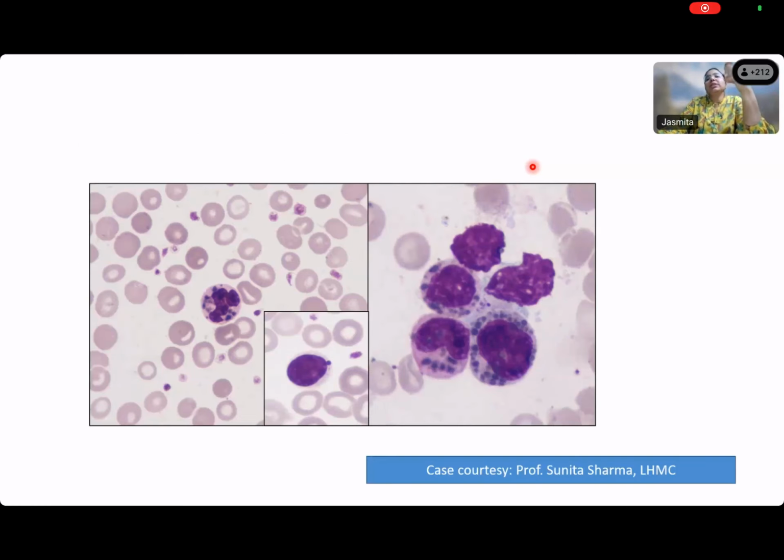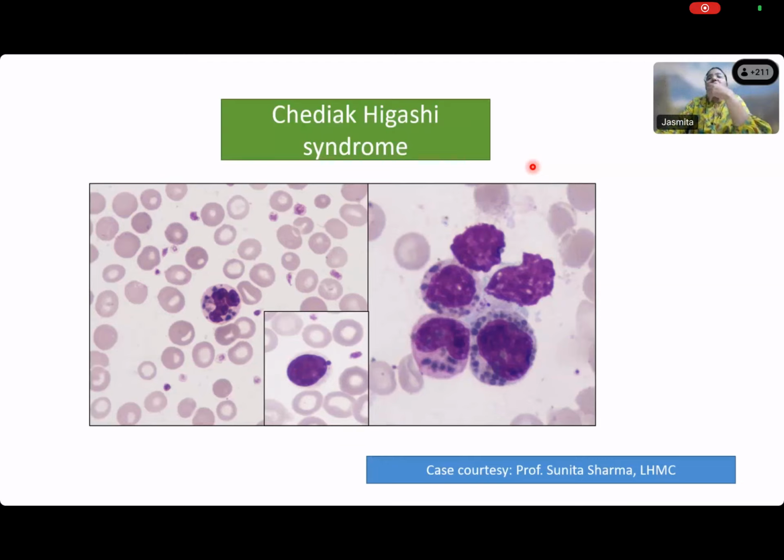So if you compare it to a regular neutrophil, these granules are much thicker than that. They are seen in lymphocytes, they are seen in neutrophils, and they are seen also in the monocytes. So these granules are very thick basophilic granules that you can identify. These are conventional Chediak-Higashi granules.